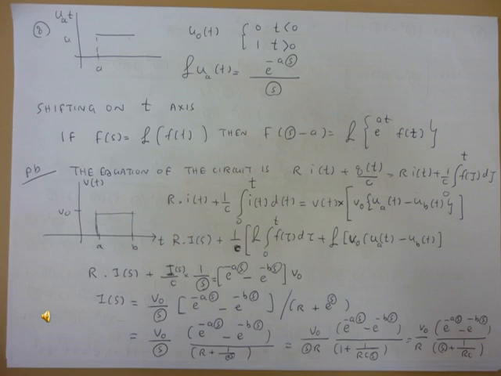So therefore we got V0 by SR, the e power minus AS minus e power minus BS divided by 1 plus 1 by RCS. So therefore we got V0 by R, the numerator is e power minus AS minus e power minus BS divided by S plus 1 by RC. So we have to resolve this problem in the next PowerPoint.